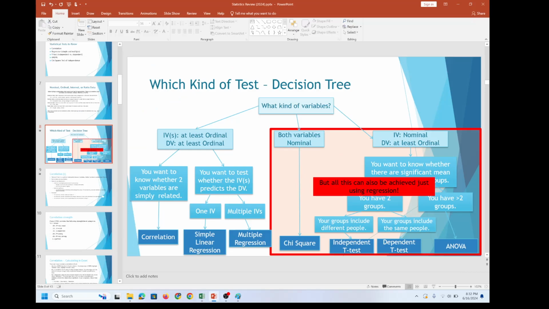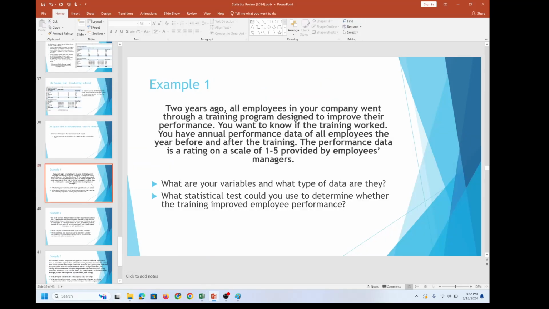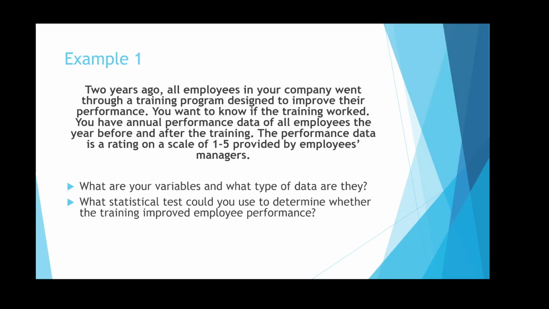Now I'm going to skip to these examples at the end. In these examples, I give you a business scenario and a brief description of the data that you have, and I want you to tell me what are your variables, what are your independent variables and dependent variables, what type of data are they, and what statistical test could you use to answer the business question. So here's example 1. We have 4 to go through.